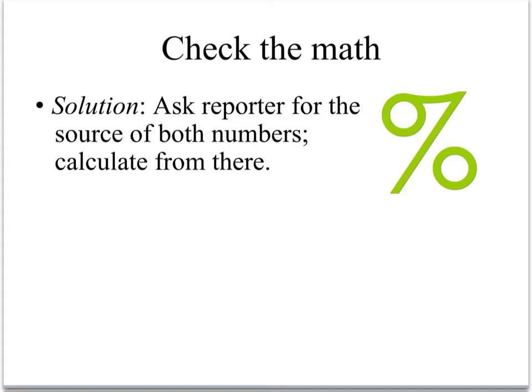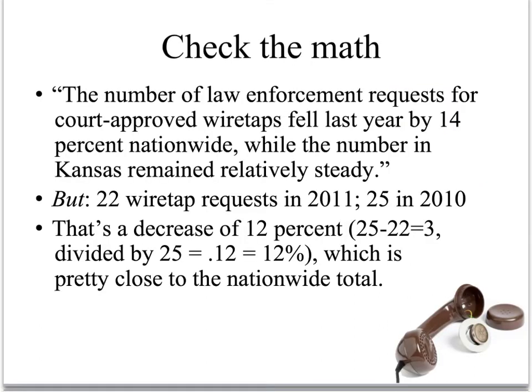And also make sure that people used percentages correctly. All right? Here was a sentence from an AP story about wiretaps falling by 14% nationwide, but the number in Kansas remaining relatively steady. However, Kansas had 22 wiretap requests in 2011 as opposed to 25 in 2010. Now, 22 and 25 may be relatively steady if you want to define it that way, but as it turns out, it's a 12% decrease, which is really not too far from the 14% decrease that we saw nationwide. So that sentence is really sort of misleading.